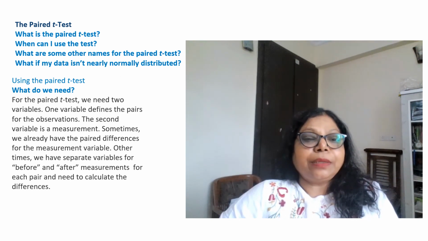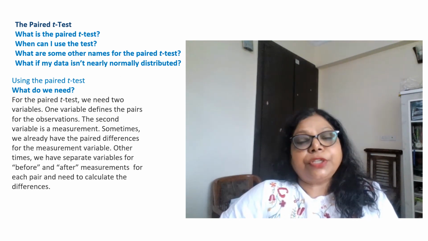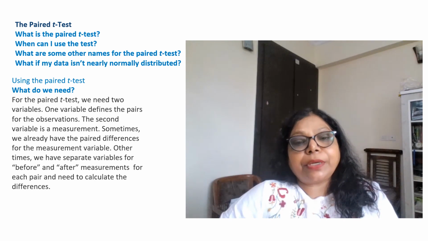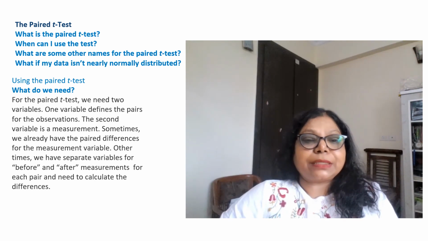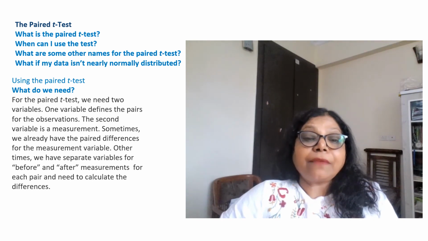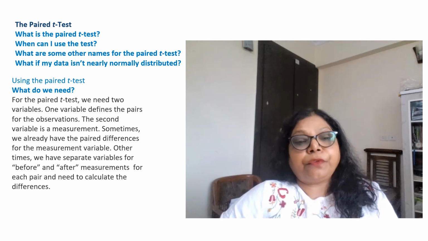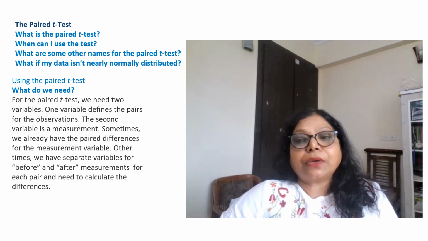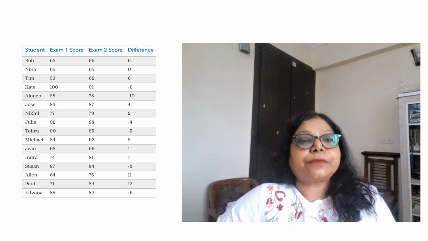Now, using the paired t-test, what do we need first? For the paired t-test, we need two variables. One variable defines the pair for the observation, and the second variable is the measurement. Sometimes we already have the pair differences for the measurement variable. Other times we have separate variables for before and after measurements for each pair and need to calculate the differences.